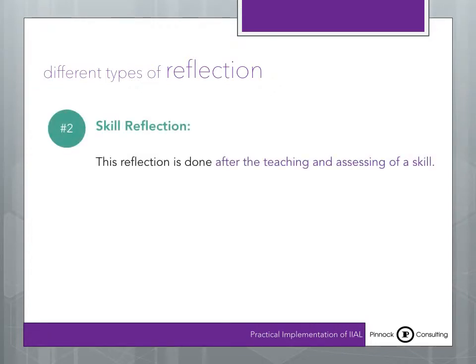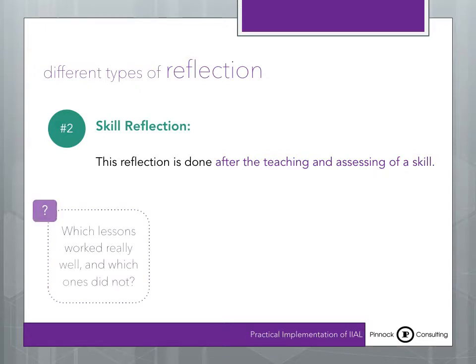The second type of reflection is a skill reflection, and this is done after teaching and assessing of a skill. And here you need to look at which lessons worked really well and which ones did not. So different skills need to be taught differently. And once you've found an effective teaching method or strategy that you can use in your classroom, you need to make notes of this so you can apply it to your other lessons.